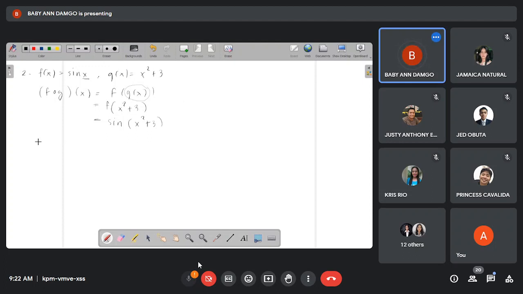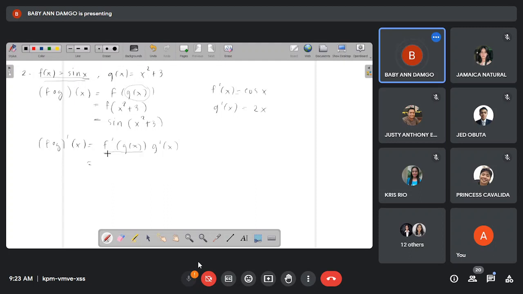Okay? So next, we get the derivative. So this is equal to f prime of g of x times g prime of x. Okay? So first, we get the derivative of f of x. So the derivative of sine x is cosine x. Okay? And then the derivative g prime of x, where g of x is x squared plus 3, is 2x.